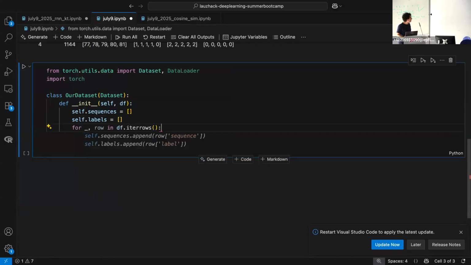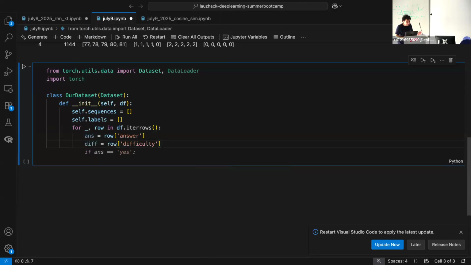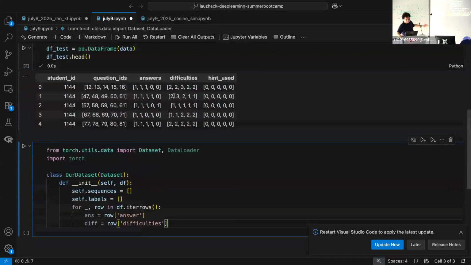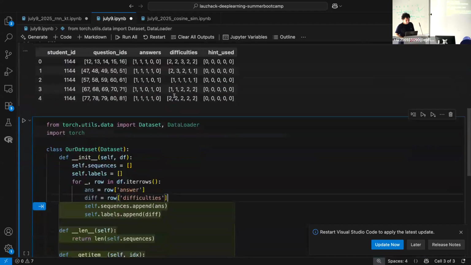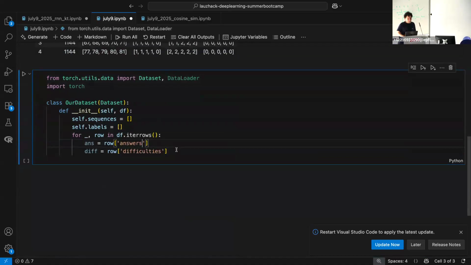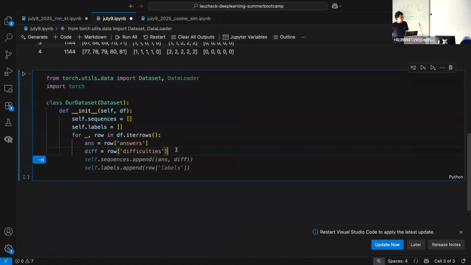Then we iterate over the data frame. So the answer of this data frame is the raw answer, and the difficulty is the raw difficulty. Difficulties or difficulty? Difficulties. You see Copilot got something wrong, right? So we just get them from here. Answers, difficulties. Answers, true. You see Copilot is always wrong. So answer difficulties.